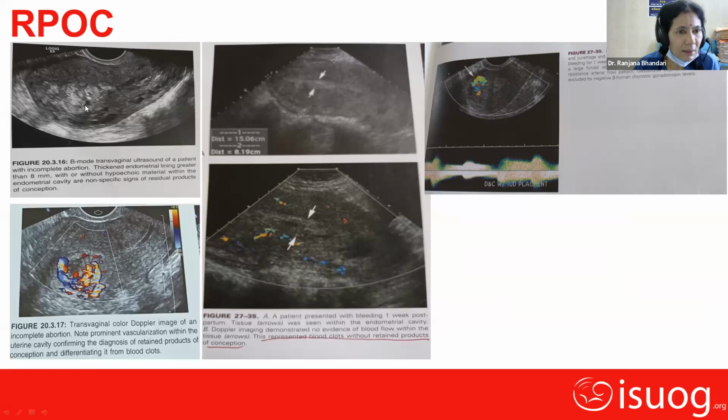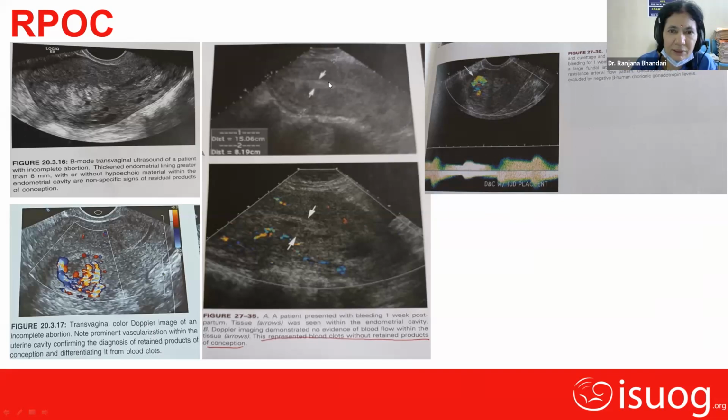So endometrial contents are of mixed echogenicity, and when we put on vascularity, a lot of prominent vascularization within the uterine cavity confirms the diagnosis of retained products of conception, differentiating it from blood clots. Because see, this was a case where the patient had come just 12 or 15 days after the delivery, and she was having a lot of bleeding. We saw it was a case of postpartum uterus. See, such a big uterus, postpartum uterus.